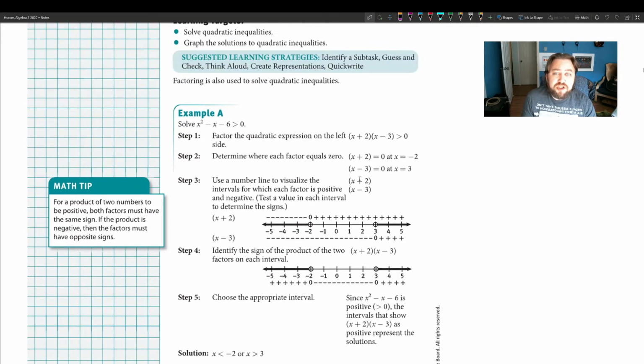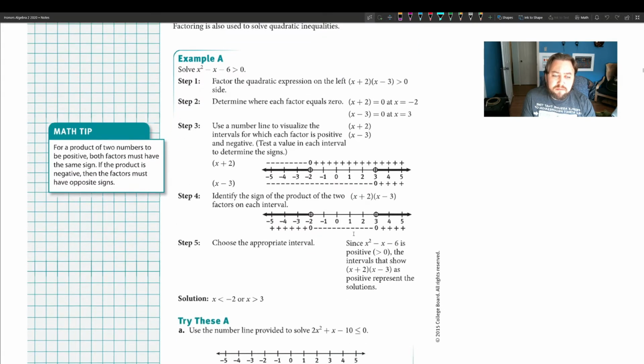So the gist is we take our quadratic, we factor it, we apply the zero property, and find its two zeros. We're going to test the values on a number line and plot them like this, okay? And then we're going to multiply our two products together. So negative times negative equals positive, positive times negative equals negative, positive times positive equals positive. And then we will choose the appropriate interval based on that. So these are actually pretty cool, right?